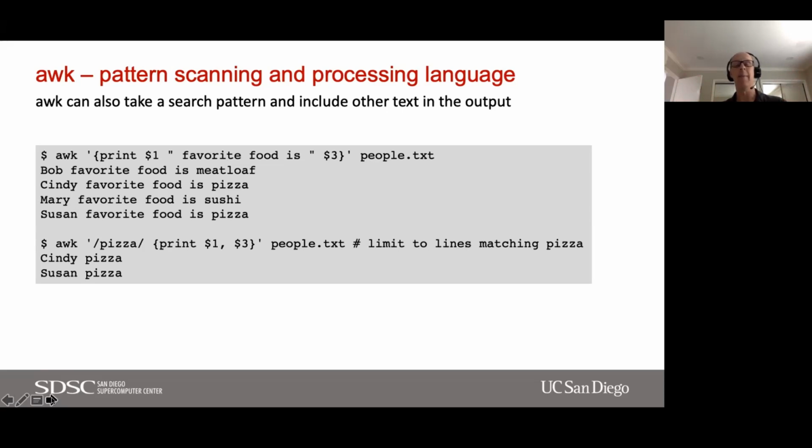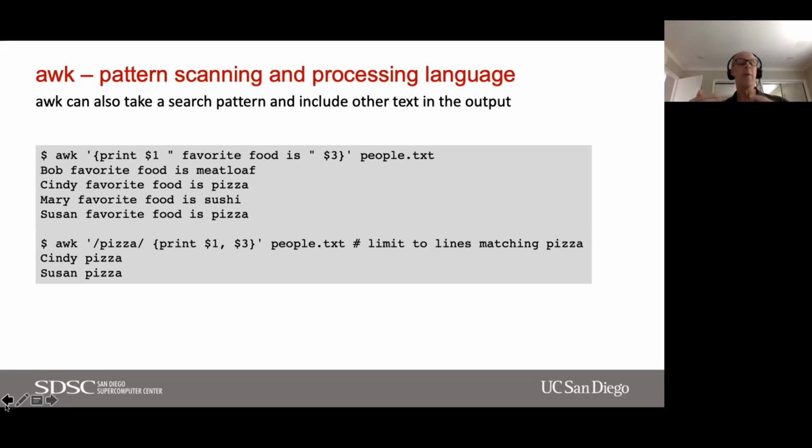Favorite food is, and then $3, and then we'll have this operate on people.txt. So now we find Bob's favorite food is meatloaf, Cindy's favorite food is pizza, and so on. Now, if I wanted to limit that to matching lines, I could provide patterns just like I would for grep or for sed.